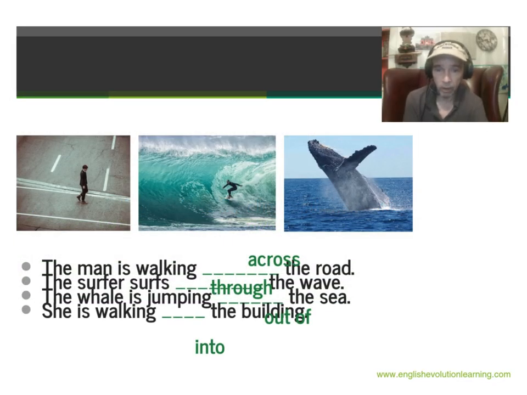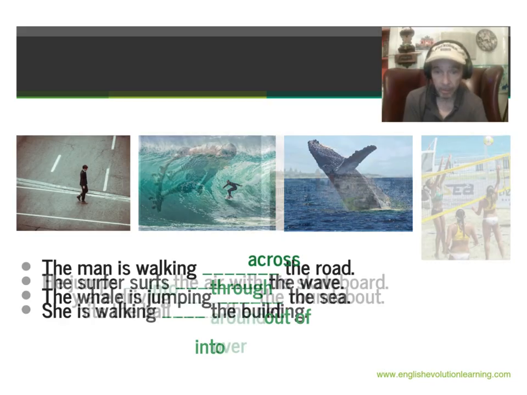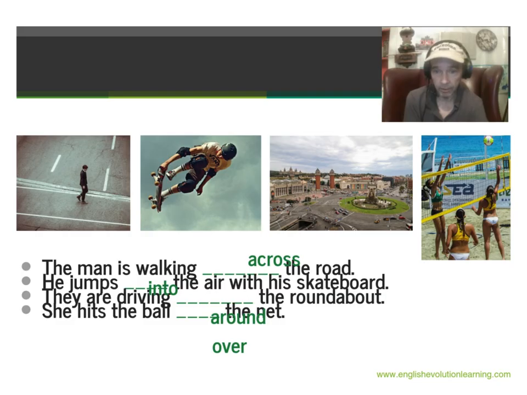The man is walking across the road. The surfer surfs through the wave. The whale is jumping through the sea. She is walking into the building. The man is walking across the road. He jumps into the air with his skateboard. They are driving around the roundabout or through. She hits the ball over the net.